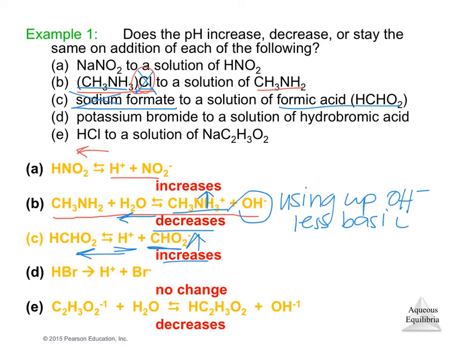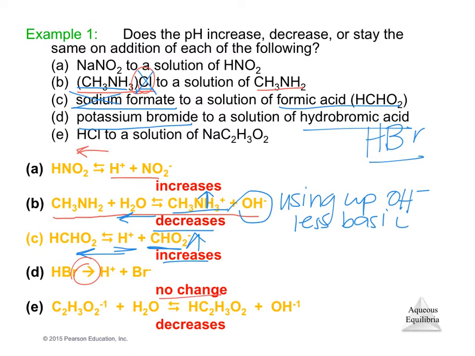Now with D, we have potassium bromide. We're adding potassium bromide to a solution of hydrobromic acid. Well, hydrobromic acid is HBr. What is HBr? It's a strong acid. It's not at equilibrium. So adding a common ion to an already strong acid is not going to affect the pH at all because it's not at equilibrium. So this is actually going to have no change in pH.